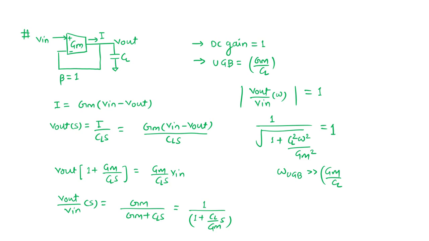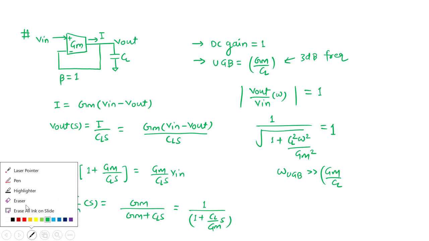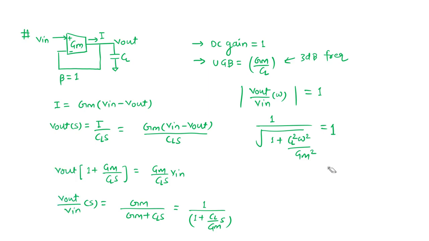Okay, so DC gain is one. Then after that, okay, 3 dB frequency is your. Okay, we missed something. This is not a UGB. Actually, it is the 3 dB frequency. Okay, so it is the 3 dB frequency. So what is the UGB in that case? So there is some wrong interpretation here. Okay, so what we have seen, this is not a UGB. It is a 3 dB frequency. It is omega 3 dB.